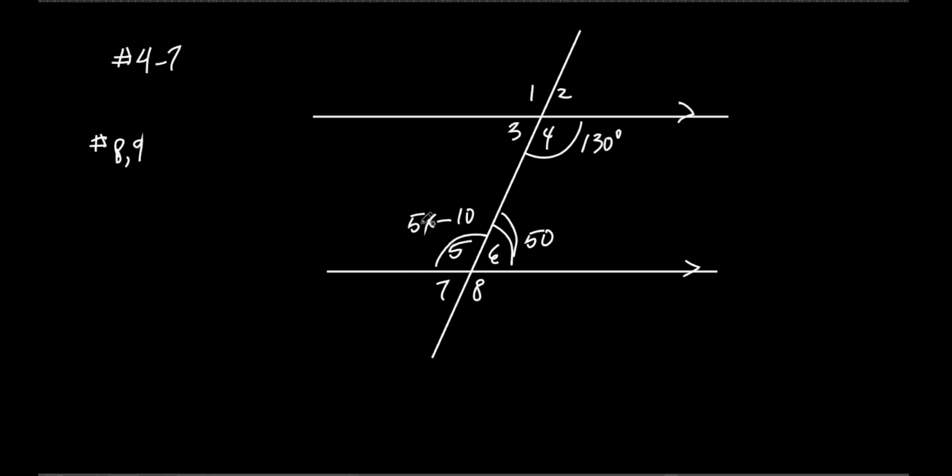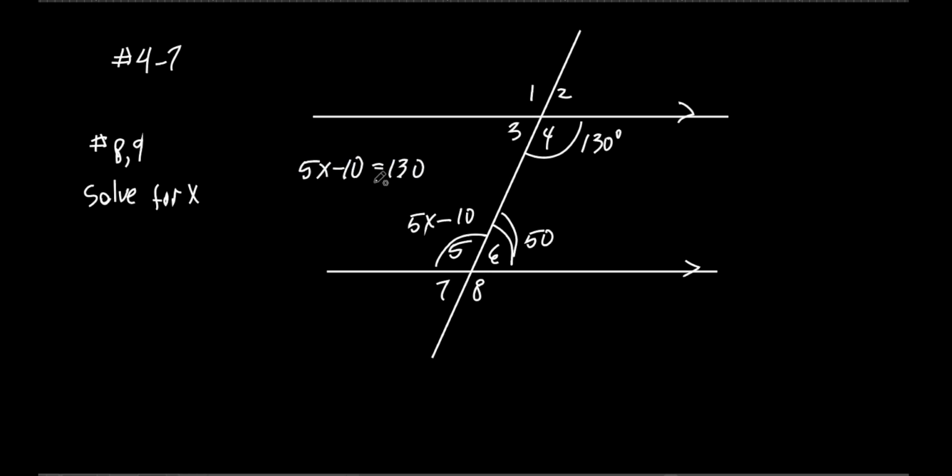If I told you angle 5 was 5x minus 10 and angle 4 was 130, and you had to solve for x. So 8 and 9 says solve for x. All right, so you just find the relationship. What's the relationship between them? Well, they're equal to each other. So you set them equal to each other. So 5x minus 10 equals 130.